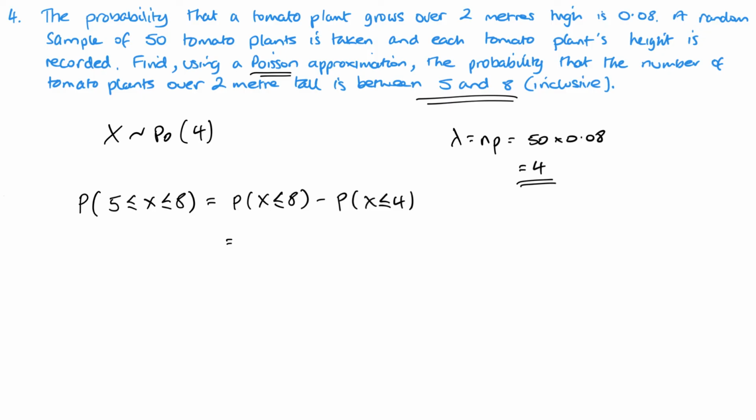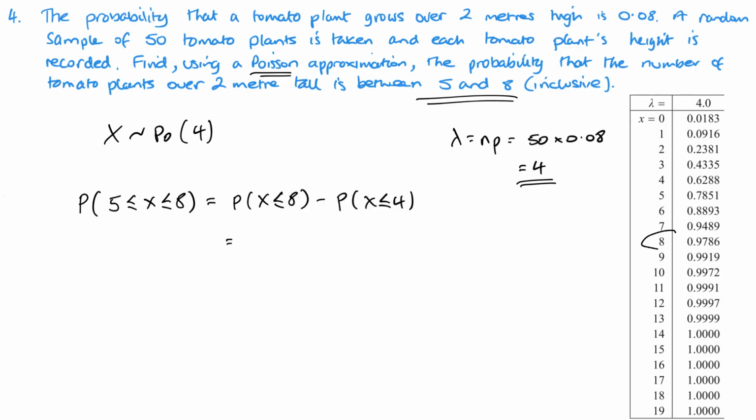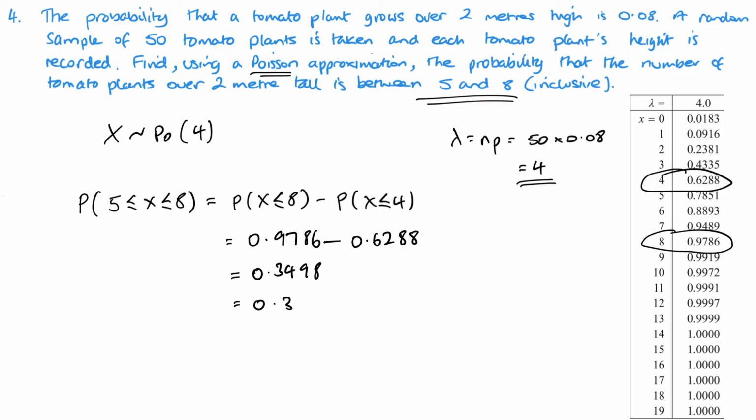Now, we've got lambda equals 4, so we can actually just go to the tables on this one. So 8 is here, 0.9786 minus, and then looking at 4, we've got 0.6288. And all I need to do, as always, is just pop this in my calculator, which I'm just doing now. And that gives me 0.3498, or again 0.350 to 3 significant figures.